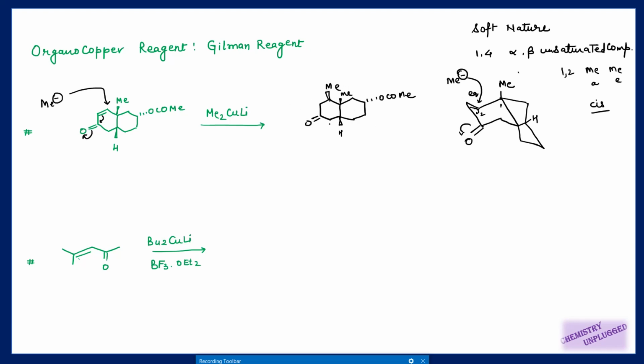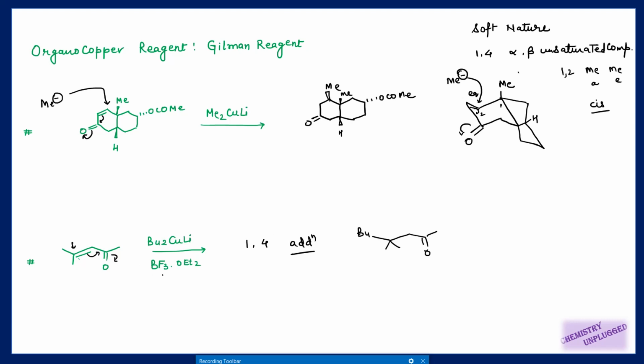So in this way you can find out its structure. Then we have one more example here. Again we have an alpha beta unsaturated compound. We are simply using lithium dibutyl cuprate. So this butyl group should attack here, meaning 1,4 addition will take place. So we will have this type of product, right? It will give me the 1,4 addition product, which we have discussed here also.